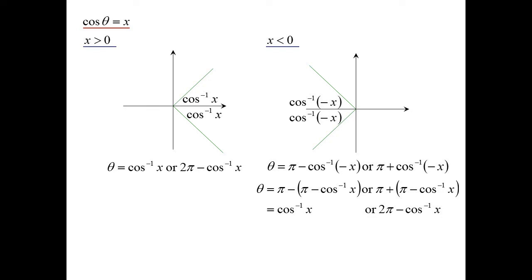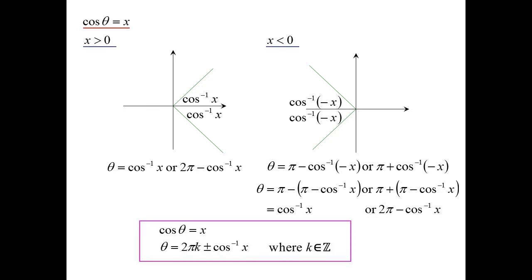So for this one, my general solution will be 2 pi k plus or minus. So it's always going to be a multiple of 2 pi k plus or minus, because our first one is the inverse cos of x. Then I'd go 2 pi minus the inverse cos of x. But then I'd add 2 pi onto both of those.